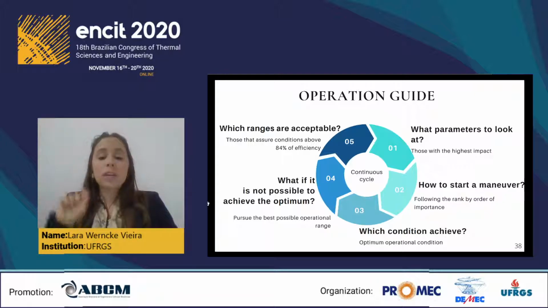And which condition to achieve when I change the operation condition of the steam generator? We want to achieve an optimum operational condition, but what if it's not possible to achieve that optimum because of some restriction of the system? Okay, then we need to pursue the best possible operational range according to our set of maneuvers. And which ranges are acceptable? Those that assure conditions above 84% of efficiency. And this is a continual cycle during the operation.